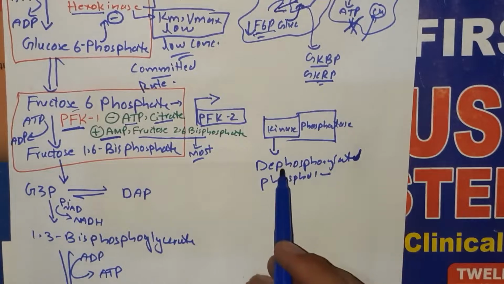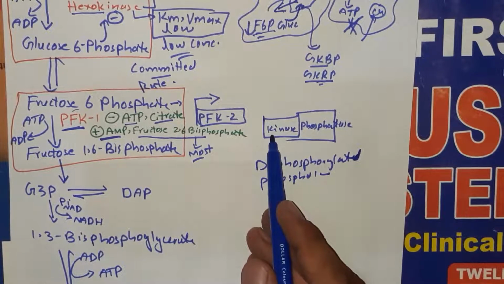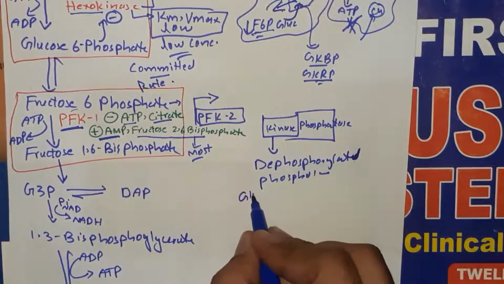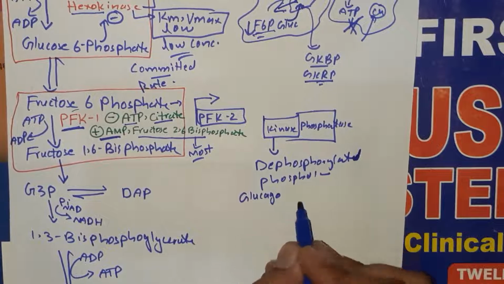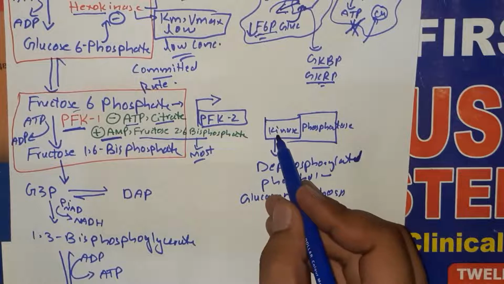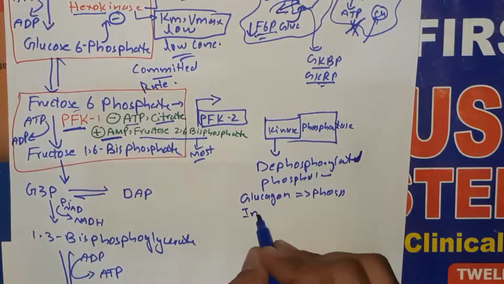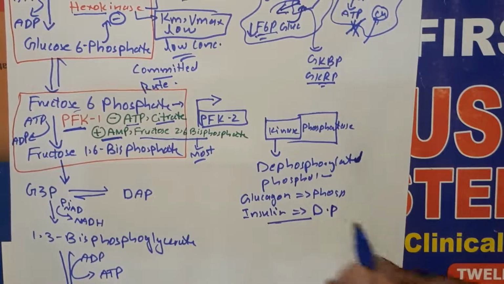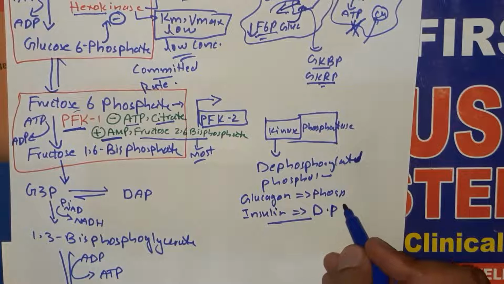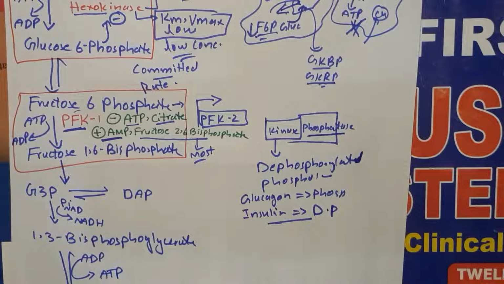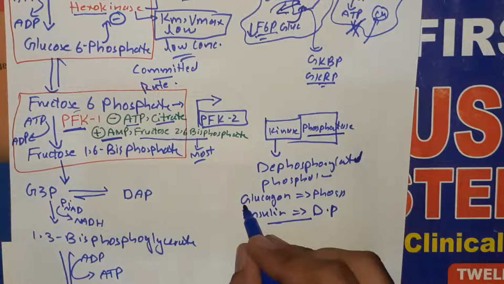Now the question is when it is phosphorylated and when it is dephosphorylated. So we should keep in mind that glucagon promotes the phosphorylation of the kinase domain, and insulin promotes dephosphorylation. Insulin promotes dephosphorylation by activating the phosphatase domain. The phosphatase domain removes phosphate and activates it.